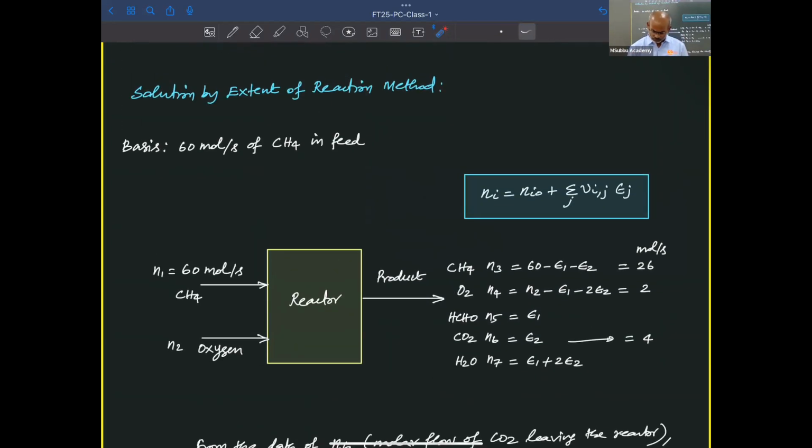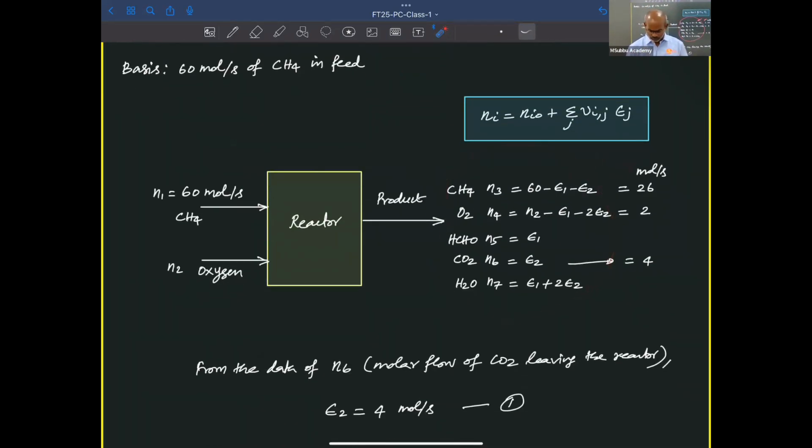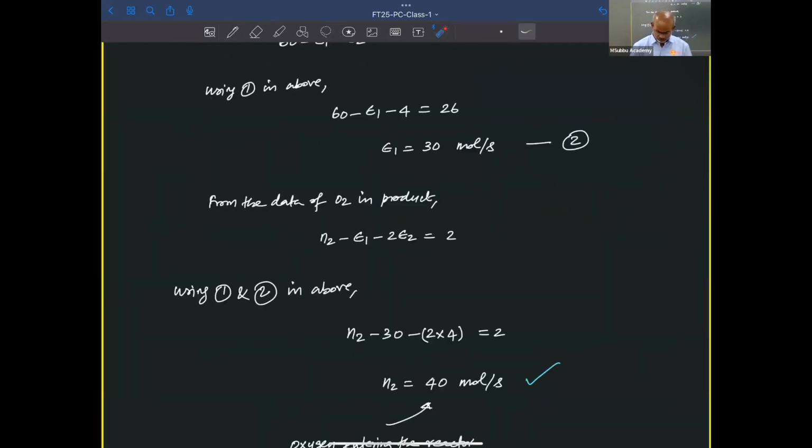Once that is solved, all the product contents are known. The product contents are now relating to N2. N2 is simply the O2 in the feed. This N4 is directly given, and it connects E1 and E2. I am simply using E for extent instead of epsilon. So N2 minus E1 minus 2E2 is directly available, and N2 alone is to be solved. So N2 comes directly, which is 40 moles per second.